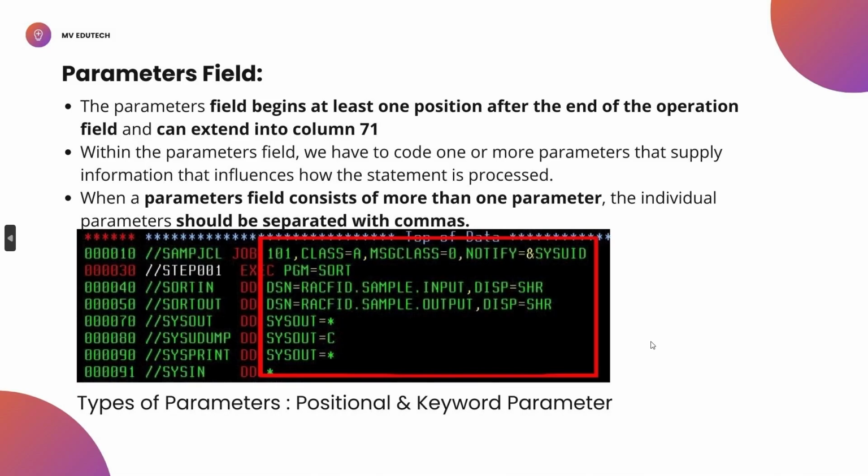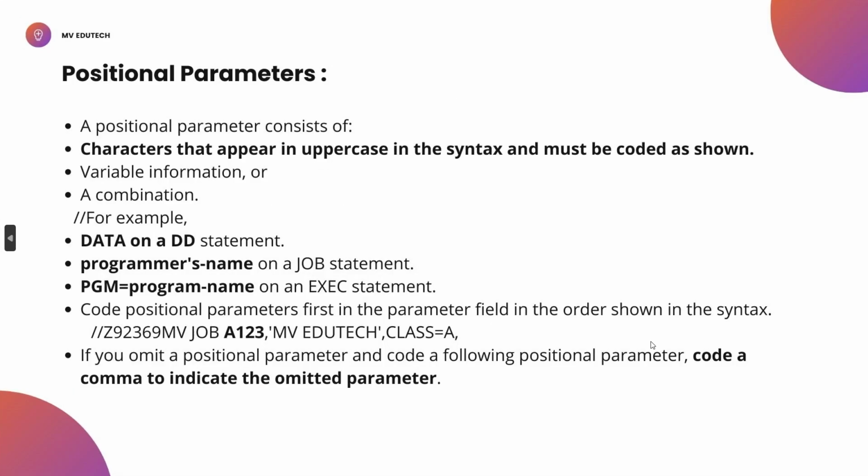Okay, we'll discuss what parameters are and what the types of parameters are. There are two types of parameters, positional and keyword parameters. We'll discuss what is meant by a positional parameter and what is meant by a keyword parameter. Let's see the positional parameter first.